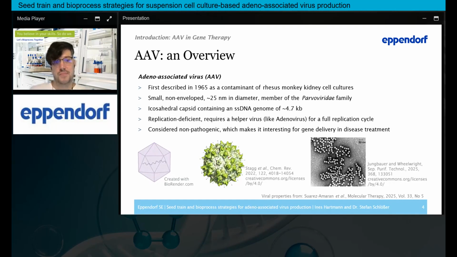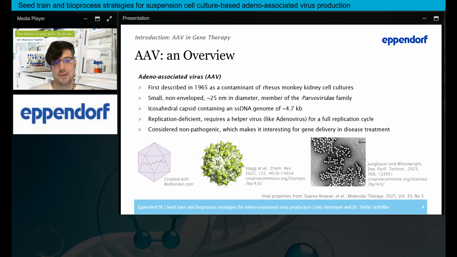So let's have a look at AAV. For those who are unaware, AAV stands for adeno-associated virus. It was first described in 1965 as a contaminant of rhesus monkey kidney cell cultures. It is a quite small virus, only 25 nanometers in diameter. It is non-enveloped and a member of the Parvoviridae family.